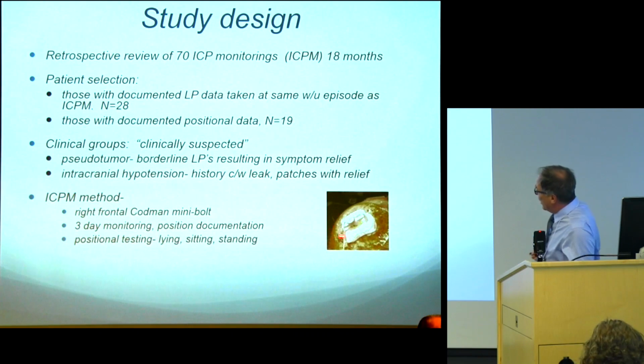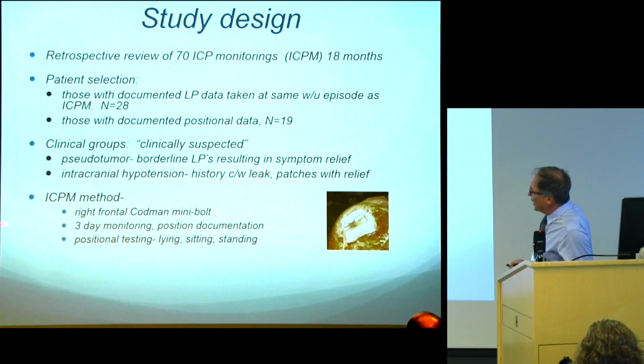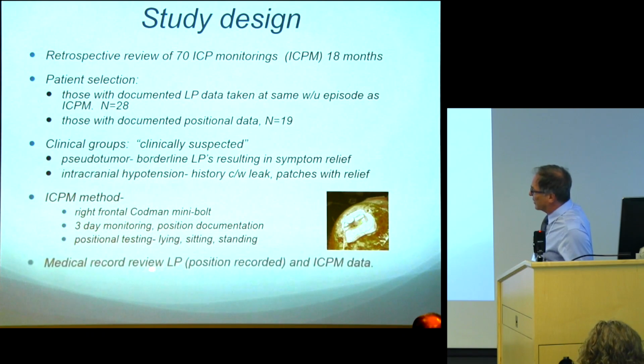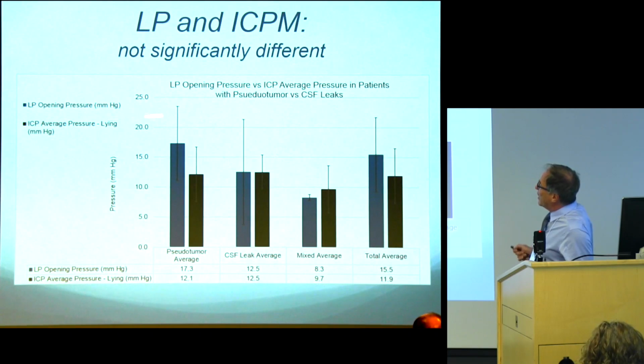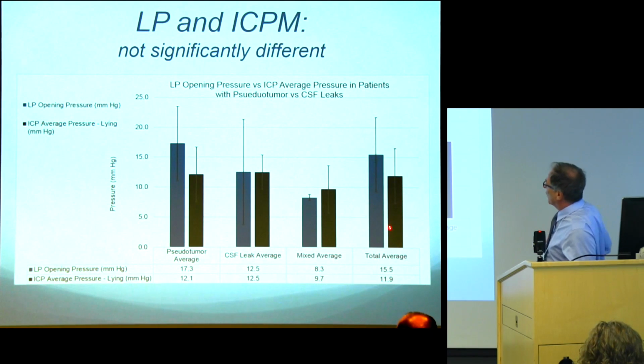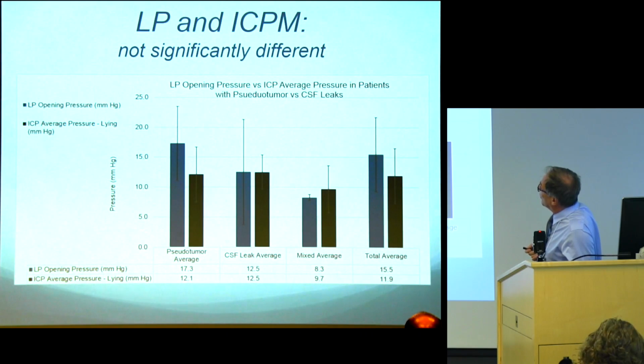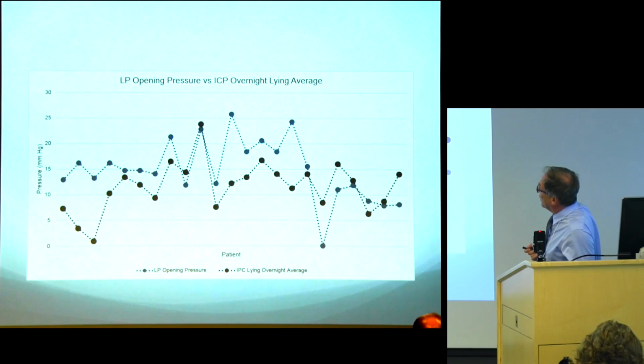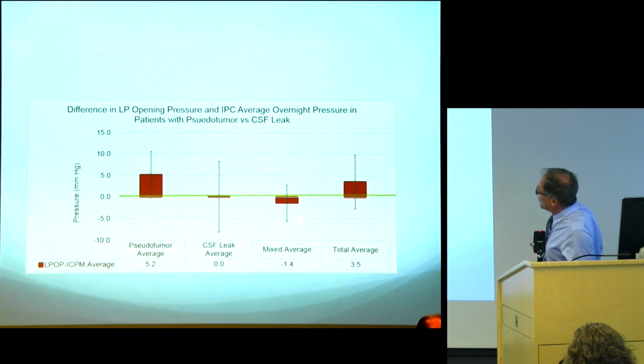The clinical groups were those clinical statistics groups. We did ICP monitoring, placed a Codman mini bolt in, and did monitoring for 2 to 3 days, and did positional testing. We found that generally there was great variability in the LP and the ICP monitoring data between patients, and there was no general group difference between LP pressures and those found in the ICP monitoring. Generally, however, the ICP monitoring is the lower line here. In most cases, the LP pressures were higher, but those differences also were not significantly different from 0.